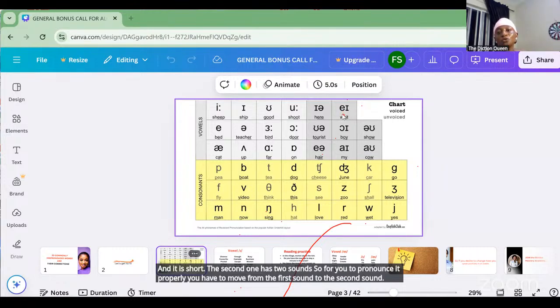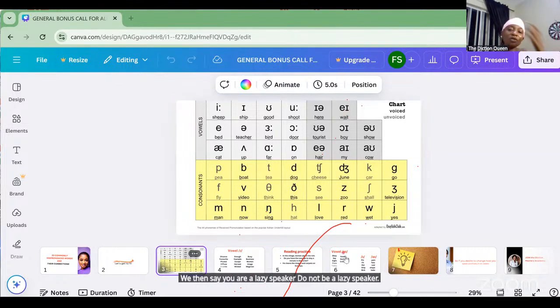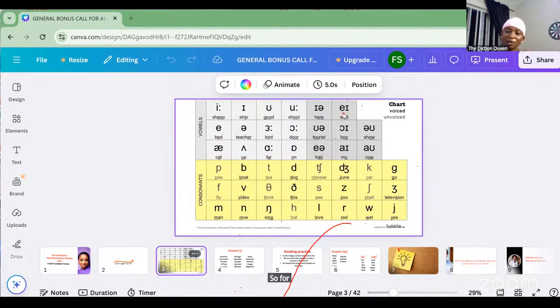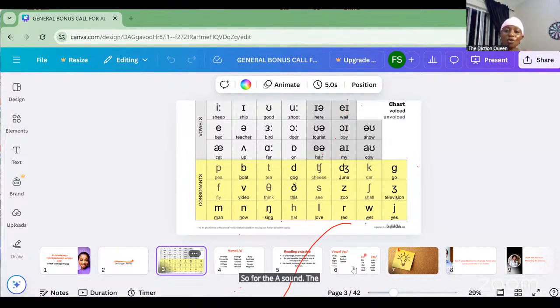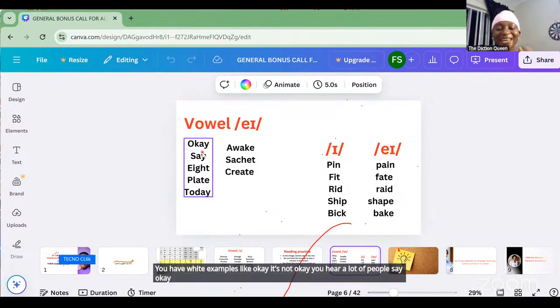If you refuse to move from the first sound to the second sound, we then say you are a lazy speaker. Do not be a lazy speaker. So for the A sound, the diphthong A, you have word examples like okay. It's not okay. You hear a lot of people say okay with a short vowel. It's not that, it's the diphthong.